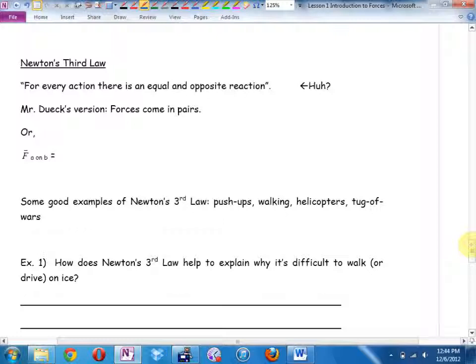Forces come in pairs. You can't have a force by itself. You can't. Trust me. Forces come in pairs. I'll prove it to you in a second. Or if I want to write it mathematically, I would say this. If object A applies a force on B of magnitude F, object B applies a force on A of magnitude F, but in the opposite direction. What would be a nice way to show the opposite direction? Negative, sure.